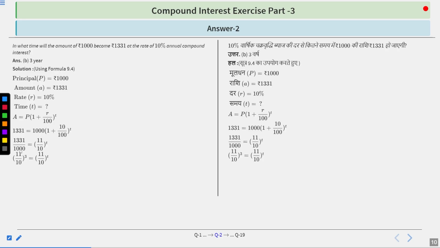1331 is 11 cube and 1000 is 10 cube. So we can write it as 11 upon 10 whole cube, that is equal to 11 upon 10 power T. Now the base on both sides is same, that is 11 upon 10. Thus the power should be equal. So on comparing of powers, T is equal to 3 years. So option B is the correct answer.